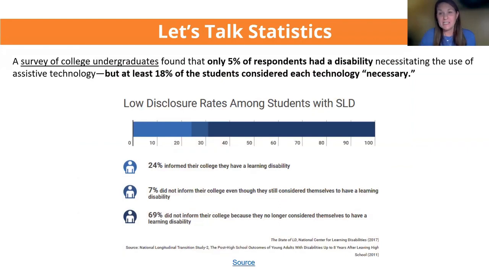So this is a great statistic when we talk about that. A survey of college undergraduates found that only 5% of respondents had a disability necessitating those accommodations. Okay, we're thinking about just those 504s, IEPs, and the K-12, and we're thinking about the students that have need for disability services. But of the tools that were given to all the students, 18% of those actually use those technologies and consider them necessary. Maybe those students did not disclose their disability. Maybe they just benefited from these tools because it provided them just an extra leg up. Thinking about students again, being able to use tools that can help everyone.